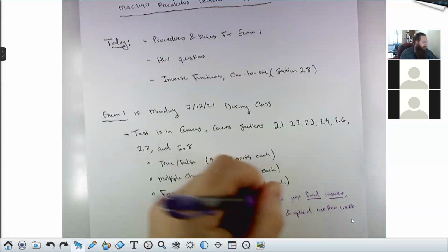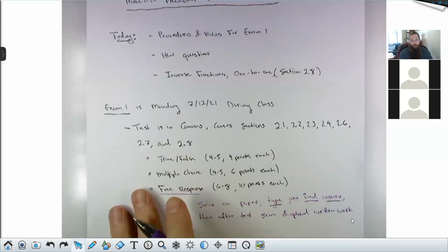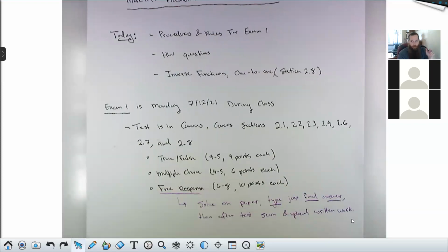People forget to do that a lot, right? And it's understandable. I get it. Like you're going through, you just solve the problems, and you're like, I'm going to type the answers at the end, and then you run out of time. No bueno. Solve the problem, type the answer, then move to the next problem. Then when you're done with the test, scan and upload the written work.